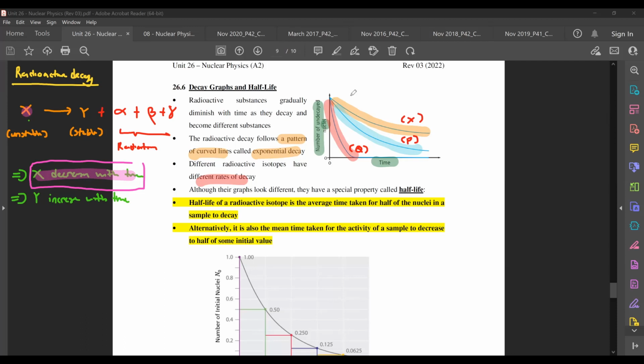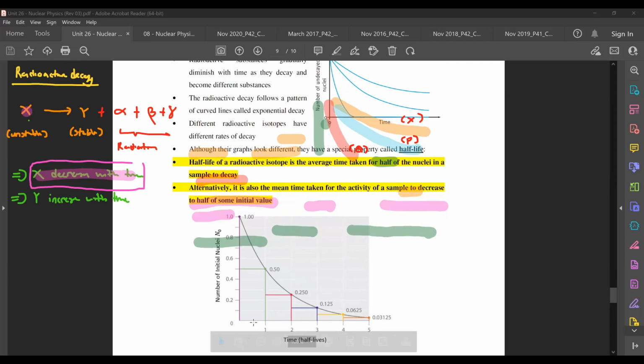Now for something that decays in an exponential decay pattern, there's a particular property called half-life that you're interested in. Half-life can be defined in either of these two ways. Either you say half-life is the average time taken for half the nuclei in the sample to decay, the time taken for it to reduce by half, or you could define it as the mean time taken for the activity of a sample to decrease to half of some initial value. The idea is you want the time for the thing to decrease by half, to reduce by 50%.